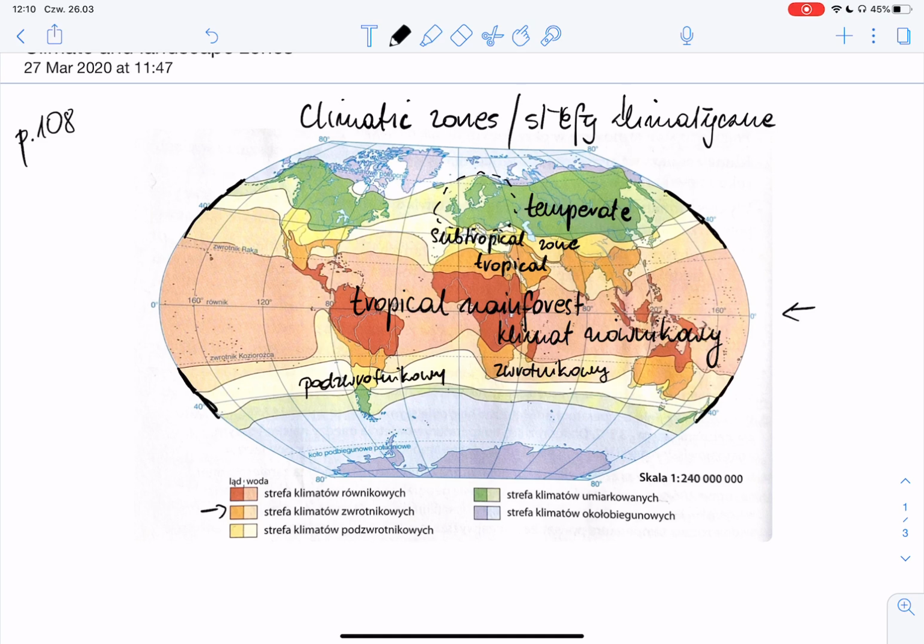And guys, you can see in the south that this stripe is really thin, totally unlike the stripe in the north. The climate that is around the poles is called, of course, polar climate.